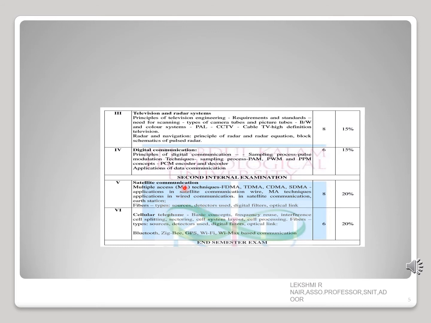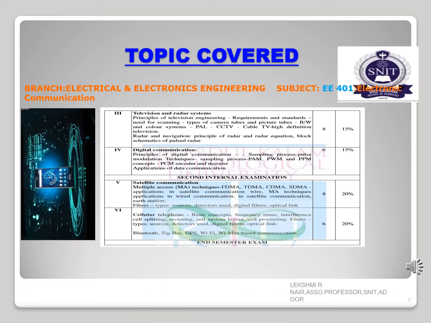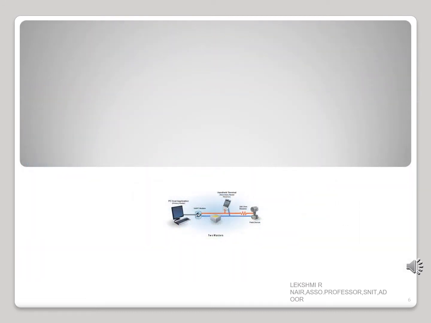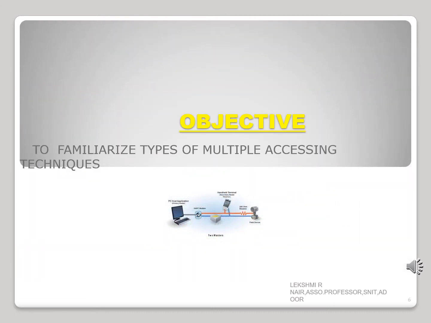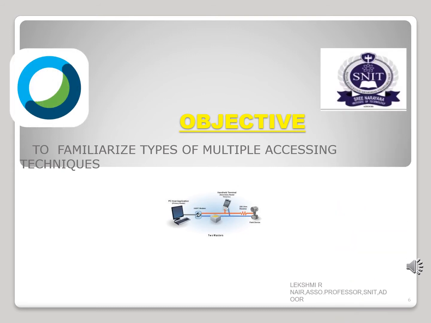In satellite communication we are discussing multiple accessing techniques: FDMA, TDMA, CDMA, SDMA, applications in satellite communication via multiple accessing techniques, applications in wireless communication, in satellite communication, earth station, then optical communication. So today we will start multiple accessing techniques and we will discuss FDMA. I think this is a new topic for you. You are studying multiple accessing techniques for the first time.